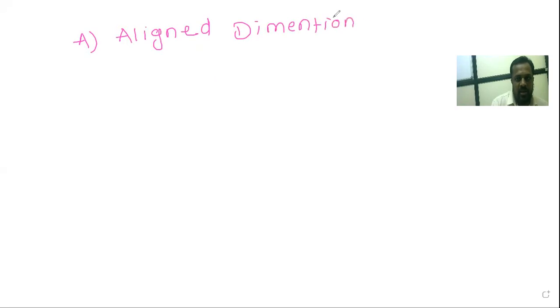Okay, what is meant by the aligned dimension system? Aligned dimension system. Okay, so what is meant by the aligned dimension system? First of all, I will draw here one diagram. I will give the dimension, then we will discuss here what is meant by the aligned dimension system. Okay, simple.